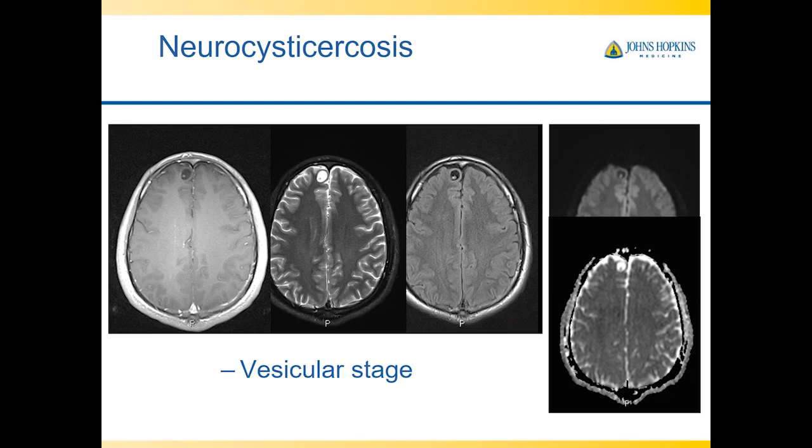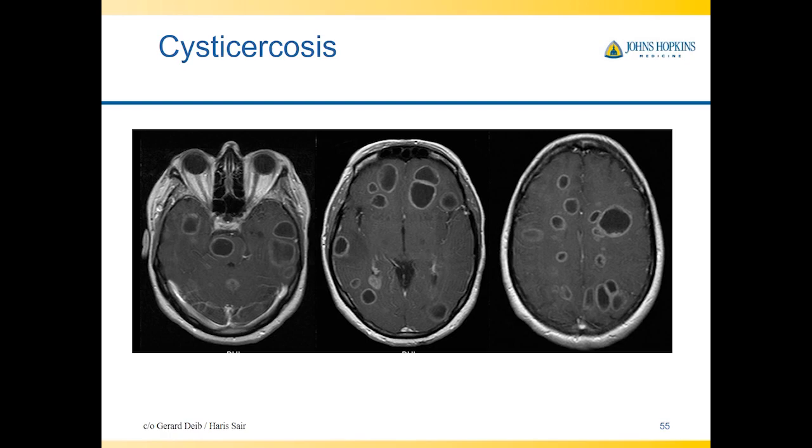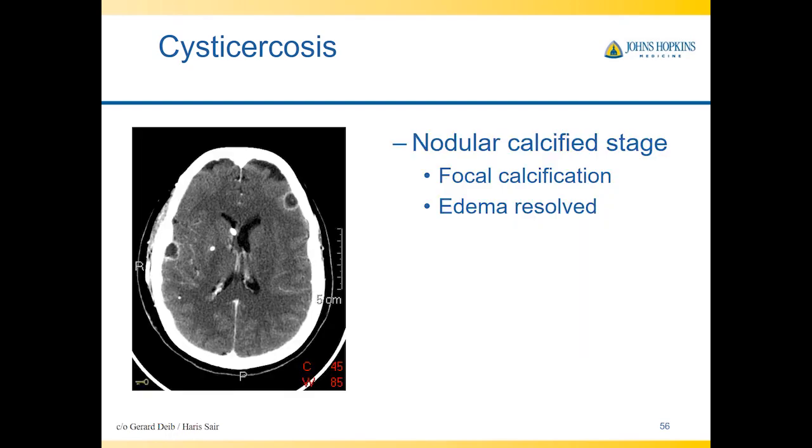This is an example of a neurocysticercus in the vesicular stage, where we see a cyst with a small enhancing scolex visible within. The cyst contents themselves are T2 hyperintense and FLAIR hypointense, and you might occasionally identify the scolex on diffusion weighted imaging. This is an example of multiple rim enhancing lesions throughout both cerebral hemispheres, with extensive neurocysticercosis seen in this patient. In the nodular calcified stage, there is focal calcification.